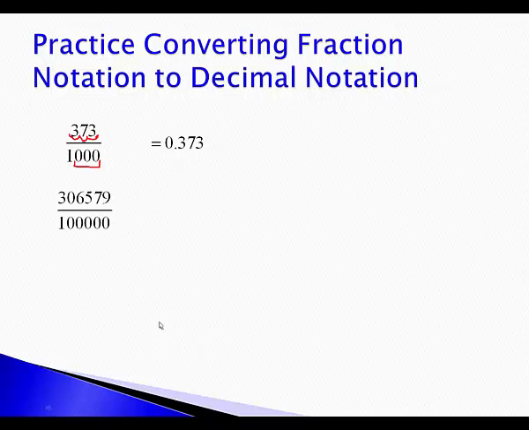Let's continue now with this one. I have how many zeros? 1, 2, 3, 4, 5. My decimal is understood to be right here. It will move 5 places to the left. 1, 2, 3, 4, 5. And so this time what we get is 3.06579. So notice it's not just a matter of moving the decimal all the way to the beginning. It doesn't always go that far. It goes as many places as you have zeros in the denominator.